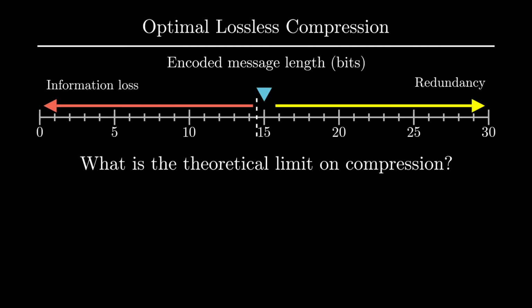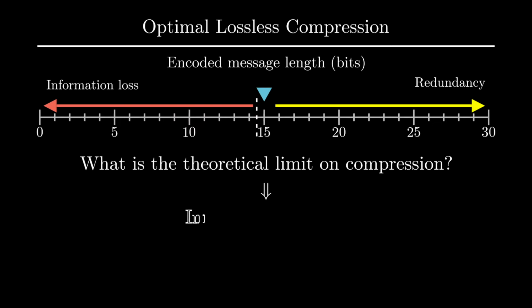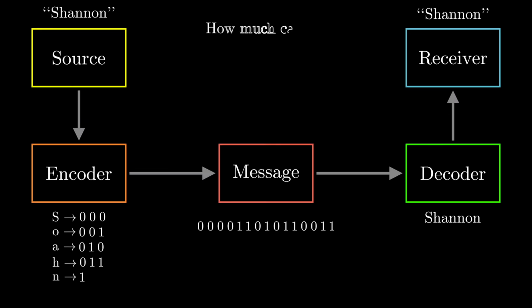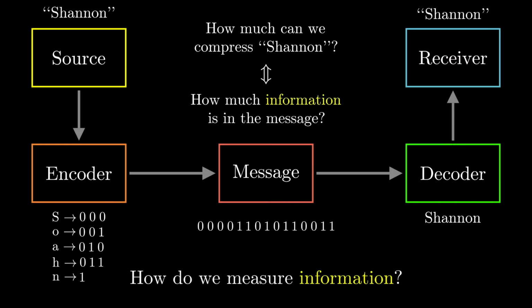That, my friends, is the exact same question Claude Shannon asked in this exact context, and the answer is the foundation of information theory. In a sense, asking about the limit of how much we can compress a message fundamentally is also asking about how much information is contained in that message. The question now is, how do we objectively measure information?